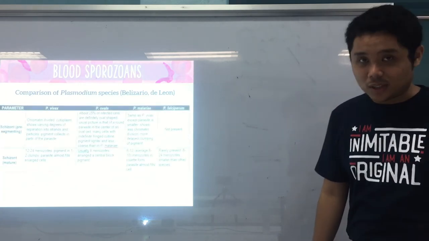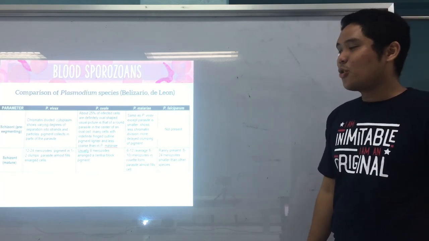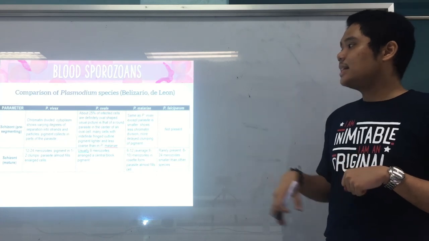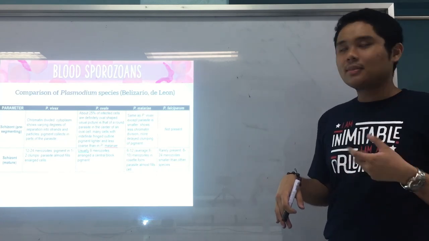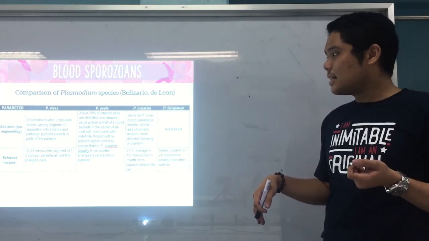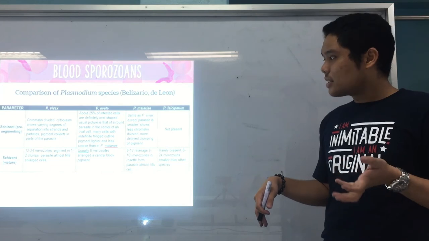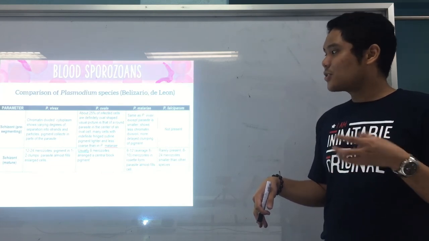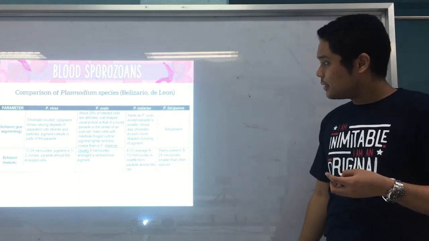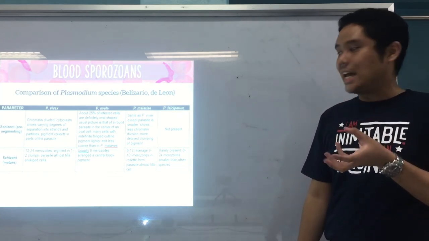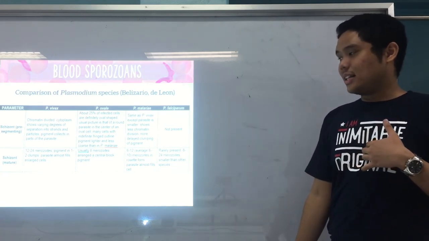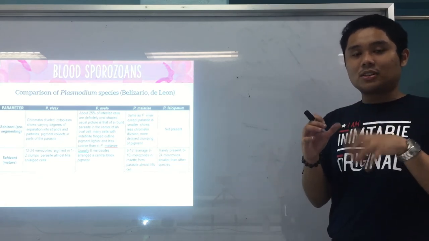Next, we go down to schizont. Premature, so there is dividing of the chromatin. For P. vivax, chromatin divided, with varying degrees of separation. For P. ovale, oval shaped, 25% of the infected cells, the parasite in the center of an oval cell, and it's less coarse than P. malariae. For P. malariae, the chromatin division is less, not evident, and there is more delayed clumping of pigment, whereas for P. falciparum, it's not present.